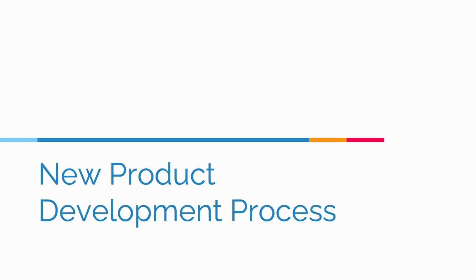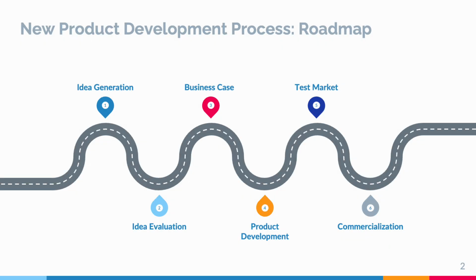In this video, I'm going to be going over the new product development process. The new product development process has 6 steps. The first step is idea generation.